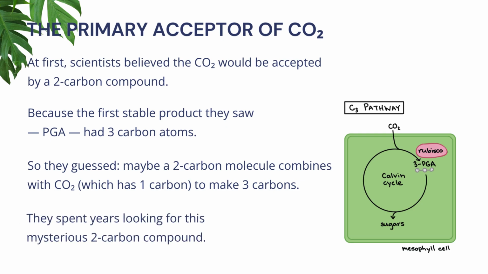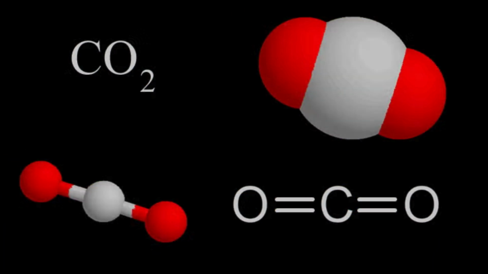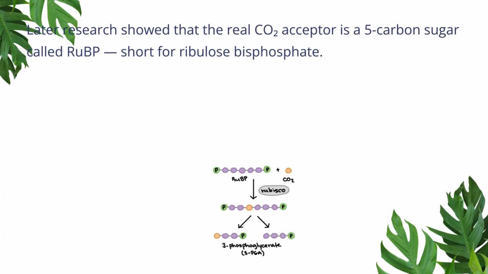They spent years looking for this mysterious 2-carbon compound. The big surprise. But surprise, it wasn't a 2-carbon molecule at all. Later research showed that the real CO2 acceptor is a 5-carbon sugar called RuBP, short for ribulose bisphosphate.